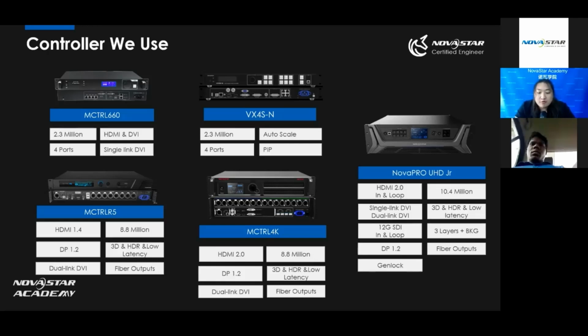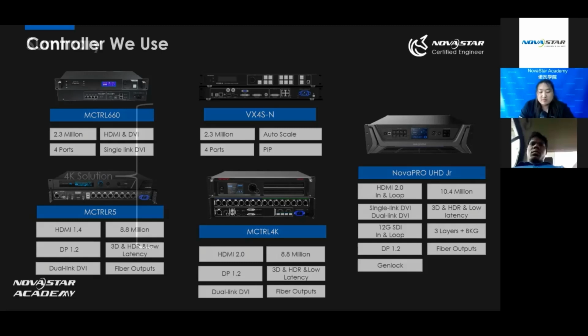And also the Nova Pro HD Junior supports 3 layers plus 1 BKG. BKG means the background. Yes, background. Also the 3D, HDR, low latency, and also the fiber. So we could say we have presented lots of products to you guys, which means that you could choose the one which really fits your project.